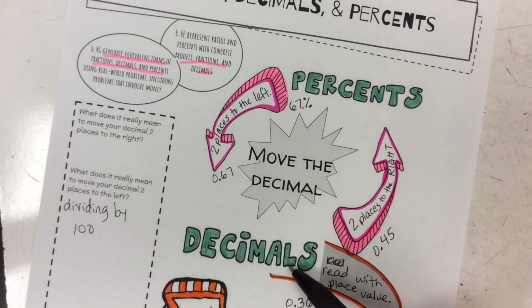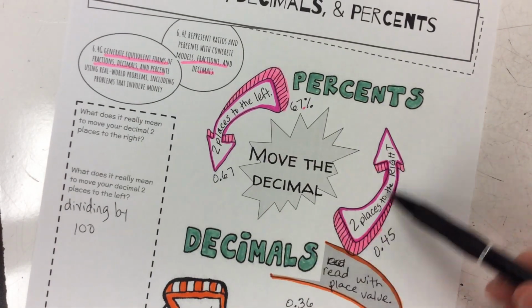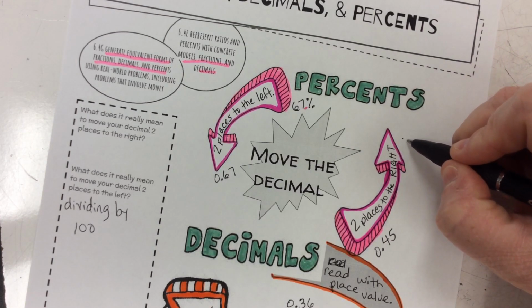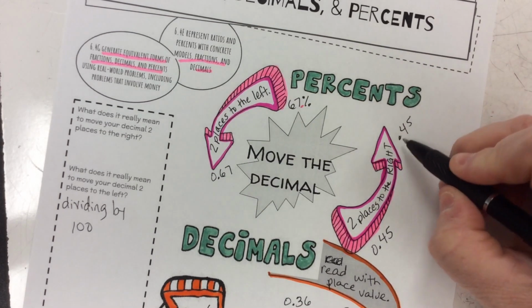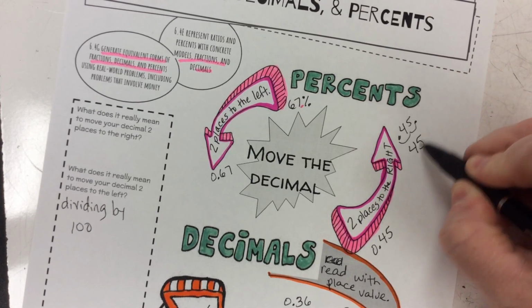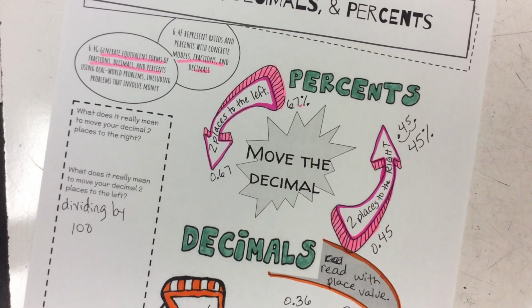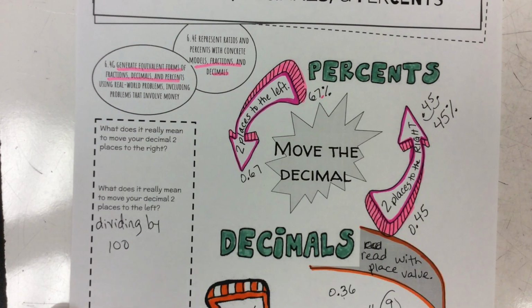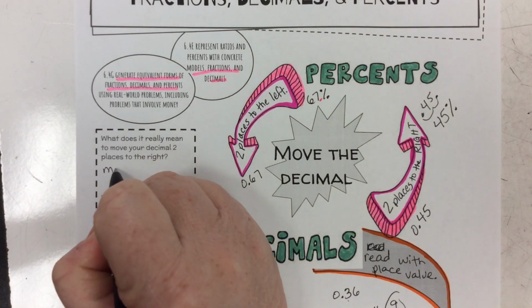Okay, so to get from your decimal to the percent, follow your arrow up. We're moving it 2 places to the right, which would become, is that 0.45? We're going to move it 2 places over. 1, 2, that's a 45. That's a whole number now, and it is 45%. Okay, so what does it really mean when you're moving your decimal 2 places to the right? We are multiplying by 100.